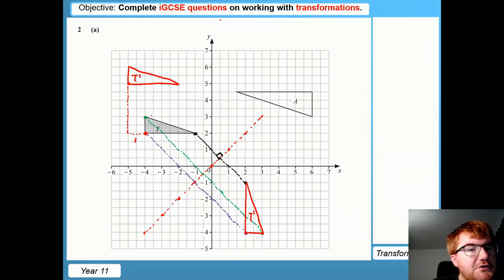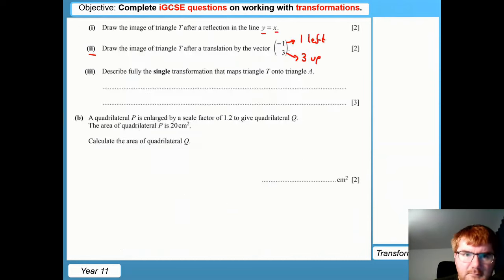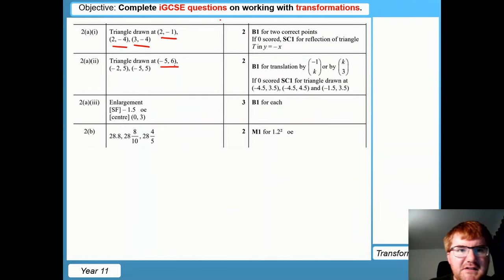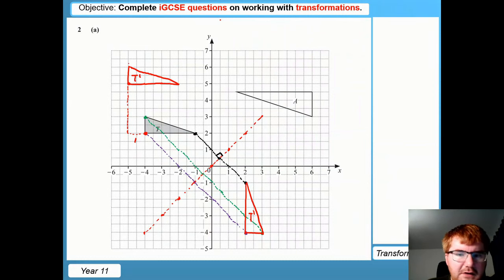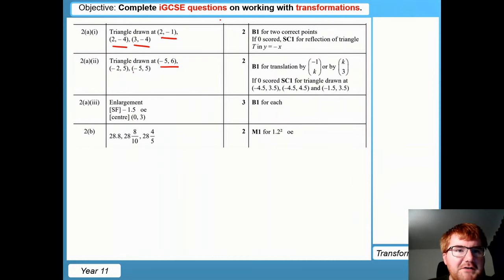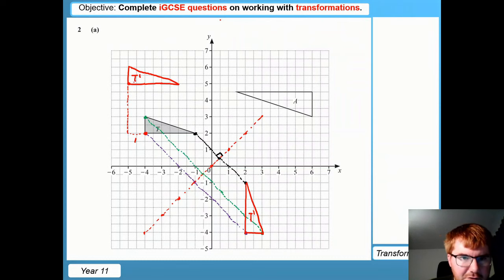But if you're not, you can do each coordinate individually, translate it, and then you know you've got the right answer. So we've got our minus 5, 6, which is the one at the top. And then we've got minus 2, 5 and minus 5, 5, which are these two here.